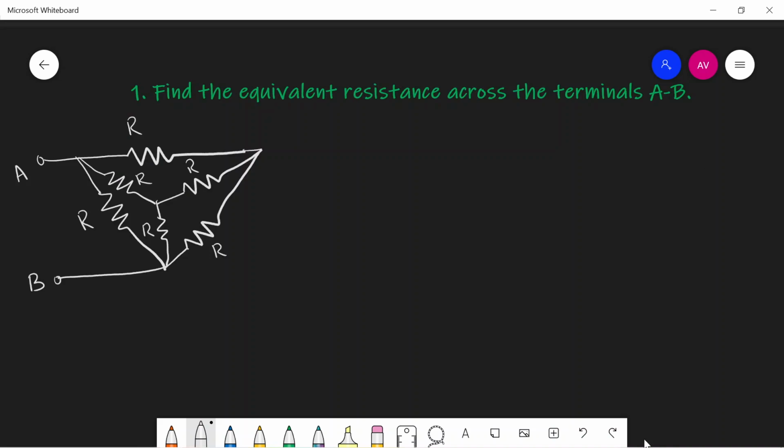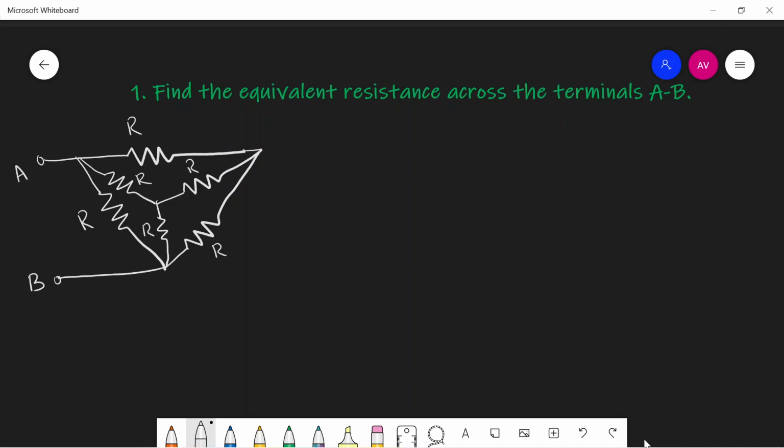Let us discuss a problem now. Find the equivalent resistance across the terminals A and B. This is the figure given to us. We are supposed to find the equivalent resistance. So in order to find the equivalent resistance, let us understand what is there in the figure. We have here star connection as well as delta connection.